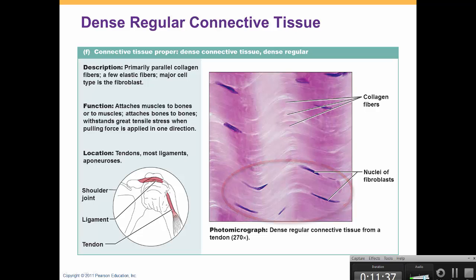There is barely any matrix here, and you find this in the tendons and the ligaments, because when you make a tension on the tendon and ligament, the tension is just in one direction, so there's no point of having fibers running in different directions if the function of that structure is just to withstand tension in one direction only.